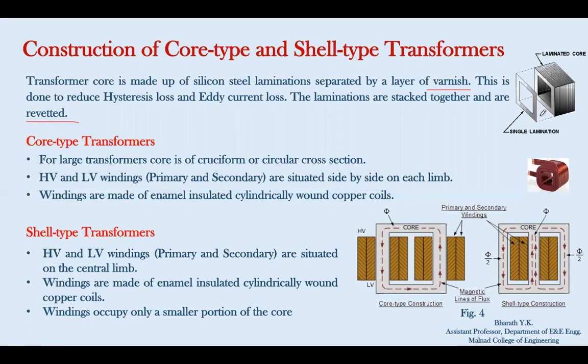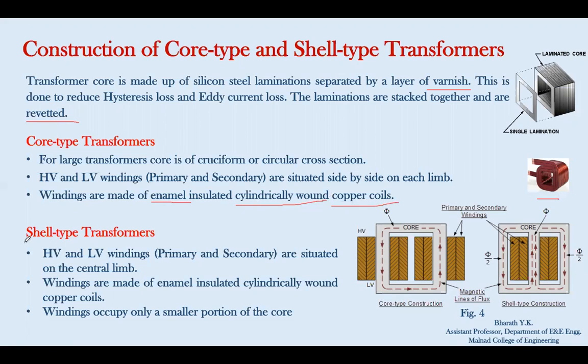When we go for the construction of core type transformers, for small transformers, the core can be of rectangular or square cross section. But for large transformers, the core is of cruciform or circular cross section normally. As discussed before, the HV and LV windings, in other words, the primary and secondary windings, are situated side by side on each limb of the core. The windings are made up of copper coils, which are insulated using enamel, and the winding is cylindrically wound like this.